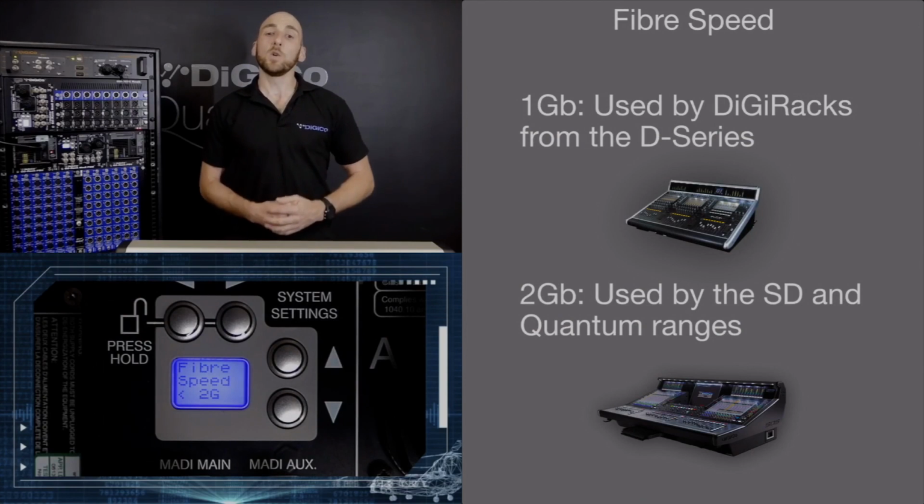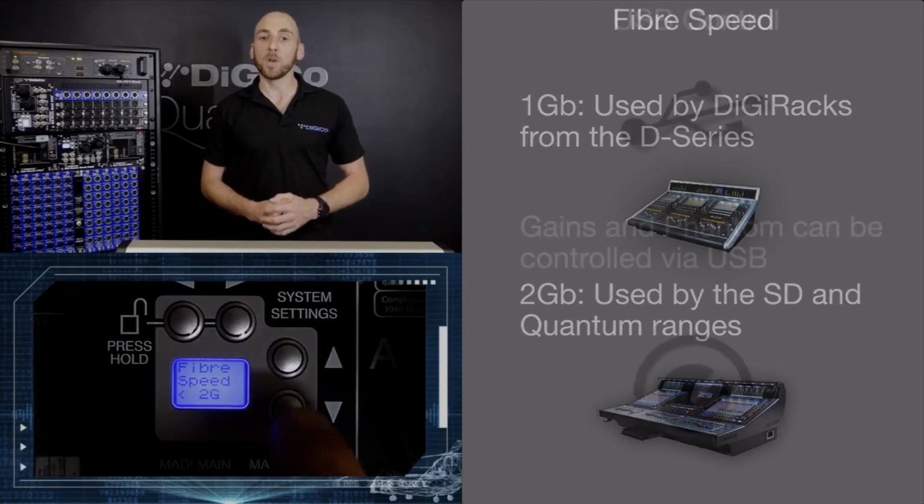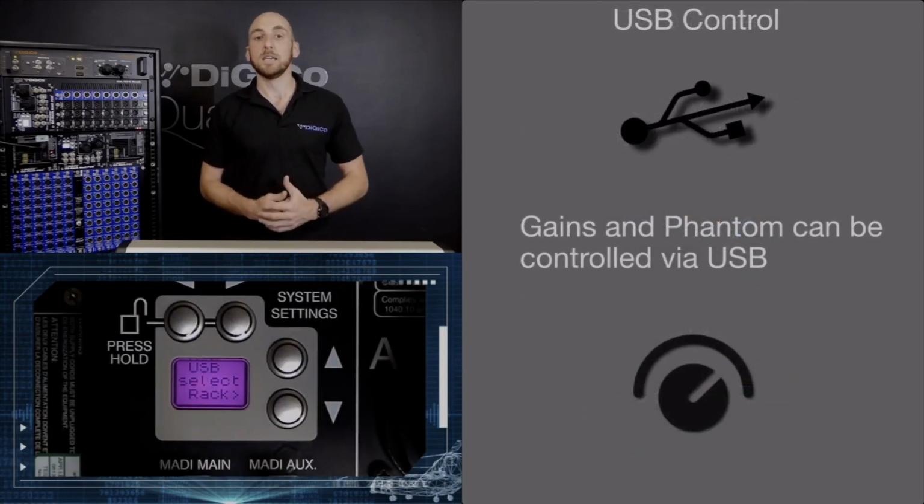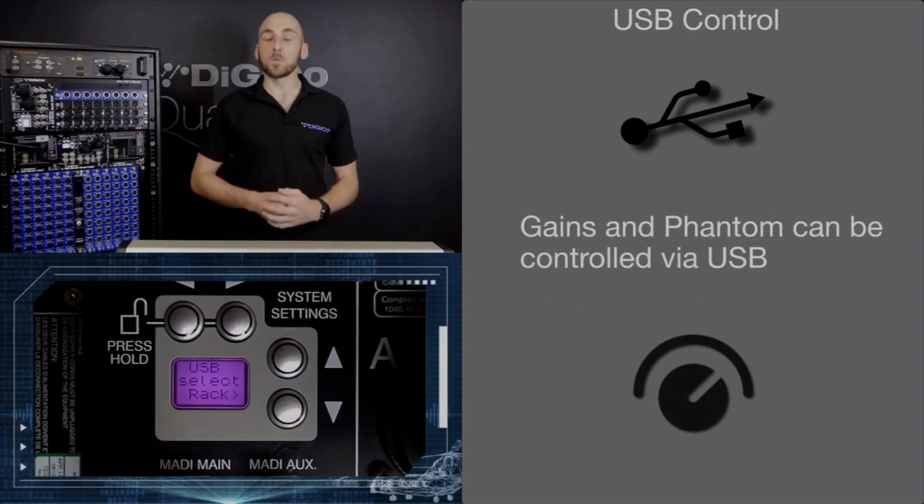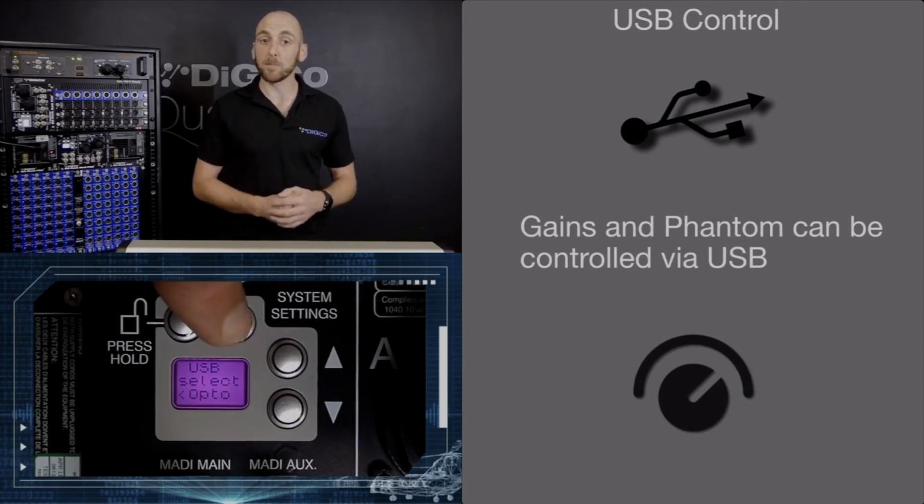The next menu allows selection of which rack component is addressed by the USB port. The default setting is rack. When set to Opto, this allows for the Opto board to be utilised. Gains and phantom can be controlled via USB.